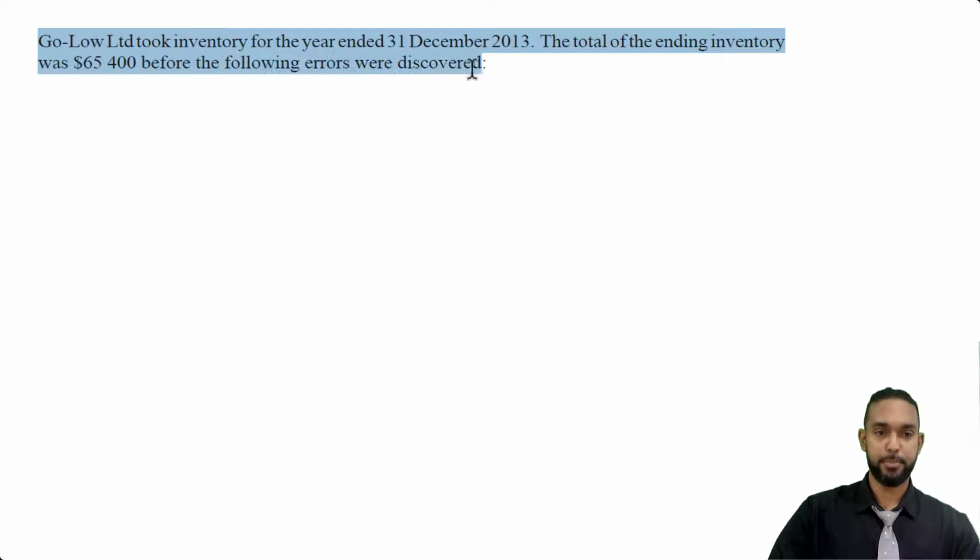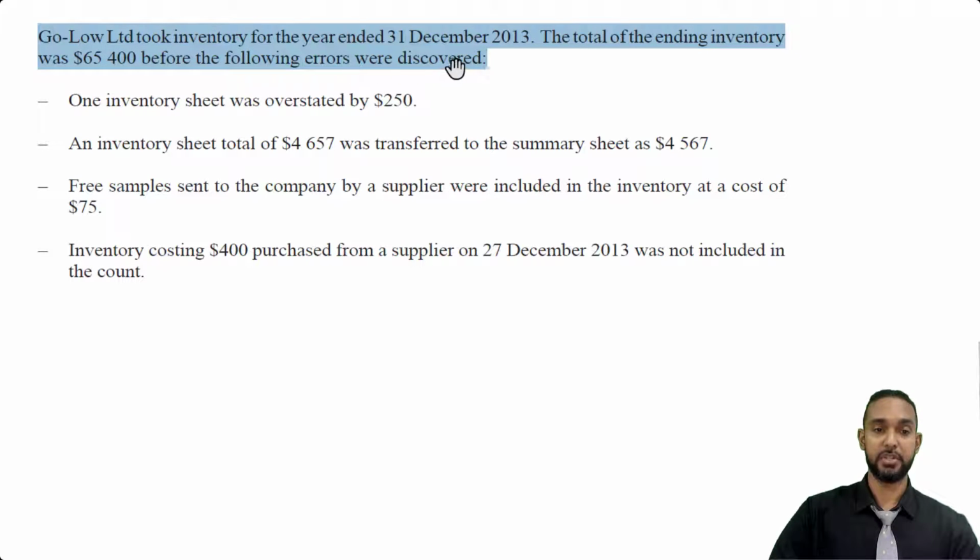And with that said, let's get into the question. Okay, so as per usual, we'll take a read of the information. Golo Limited took inventory for the year ended 31st December 2013. The total of the ending inventory was $65,400 before the following errors were discovered.